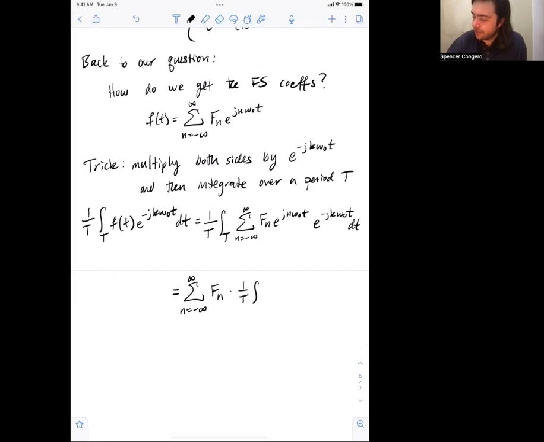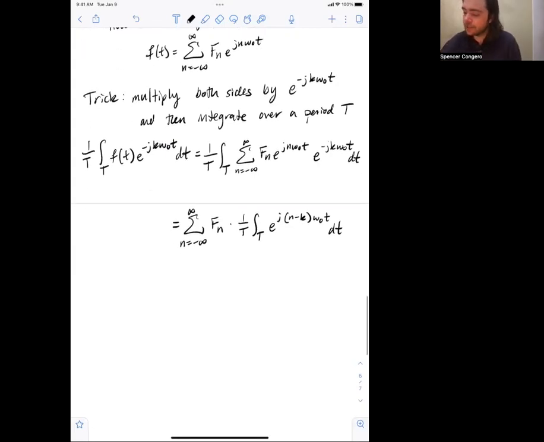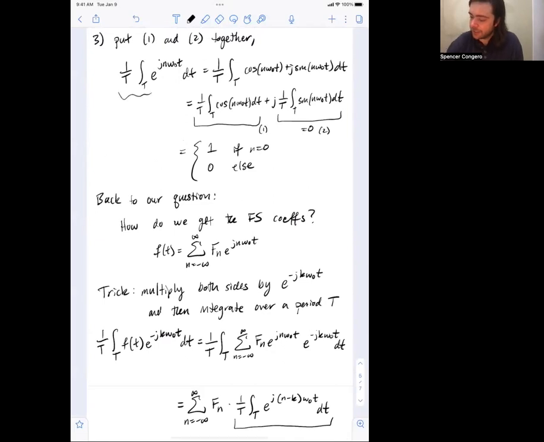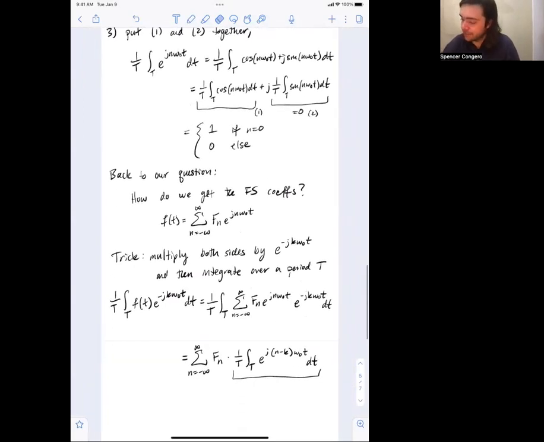I have 1 over T times the integral over a period of e to the j, and now I'm going to combine these exponents. Okay, so what do I get? Well, I have an n minus k, and then the j omega naught t is common to both of those. Okay, so this is what I get. And now this looks an awful lot like what we had in property 3, right? Let's see if we can get them both on the same page. So I have 1 over T times the integral over a period of e to the j times some integer times omega naught t. Okay, so what did that property 3 tell us? Okay, so this is by property 3 above.